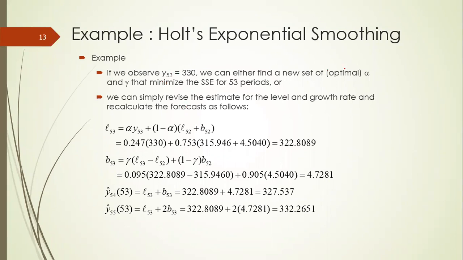Now if we observe that when we move ahead the levels don't make sense, we can either find a new alpha so that we minimize the SSE for all the periods, or we can simply revise the estimate for the level and growth rate and recalculate the forecast. You can just continue to apply the formula and update the growth rate. That is one way to do it, or you can find a new set of alpha.